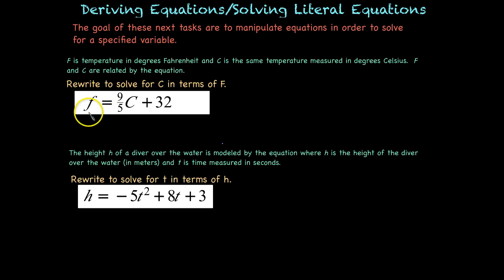In this situation, we have Fahrenheit and Celsius. So this is an equation that converts Celsius into Fahrenheit. But what if we wanted to go the other way? What if we knew Fahrenheit and we wanted to determine what that was in Celsius?